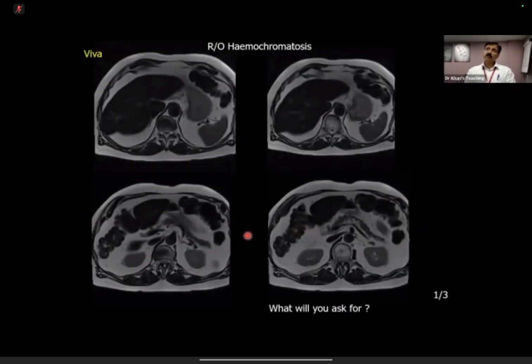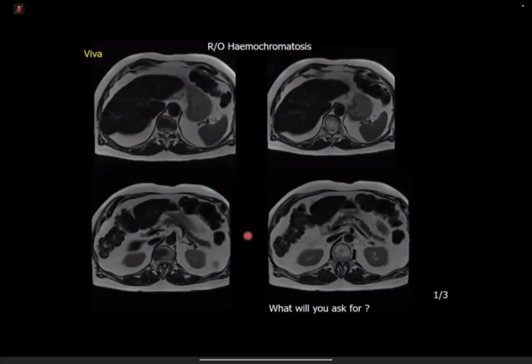Okay, candidate 5. Rule out hemochromatosis. This is what they want to ask you. They have given you a T2 weighted sequence. What do you think? Is there hemochromatosis? So these are T2 weighted MRI sequences. The liver is hypo-intense compared to the spleen, whereas the pancreas is within normal range. I'm just having a look at the pancreas. Looks okay, I think. So the density of the liver is low. So I would say yes, it is hemochromatosis.